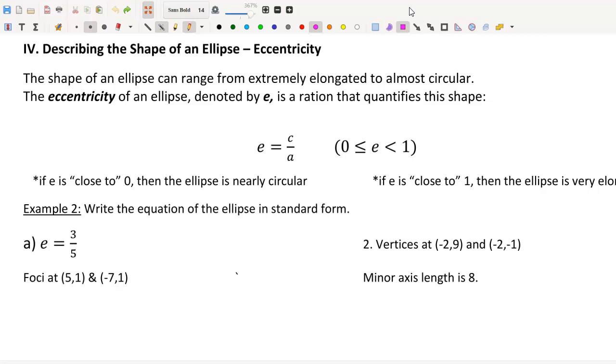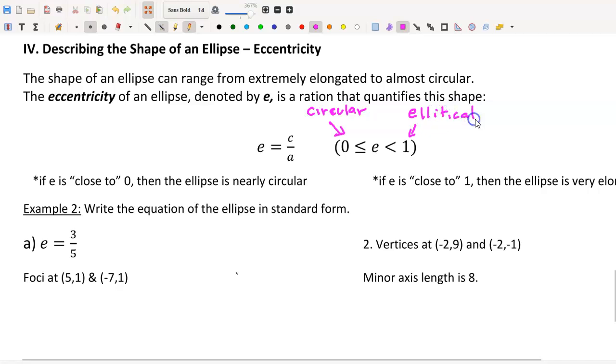So, as I just mentioned right here, close to 0 is circular. And then as you get closer to 1, it becomes more elliptical. I think there's a P in there.